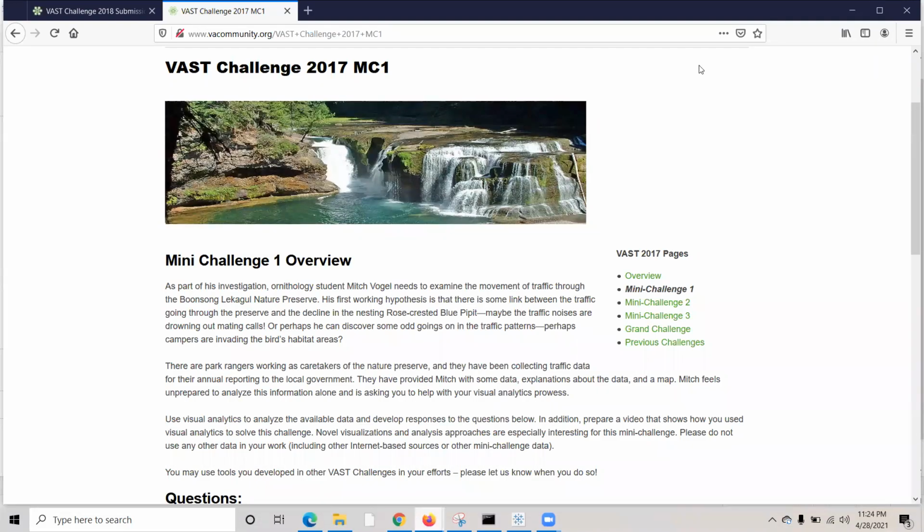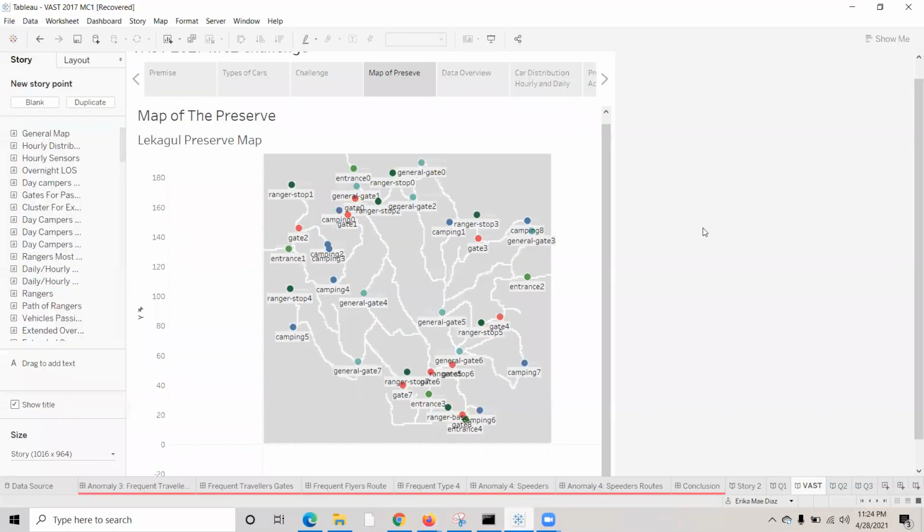For VAST Challenge 2017 MC1, we used quite a few software tools to analyze our data and provide answers to the questions of the challenge. Our visual analytics process was to look at what was given to us by the dataset, dig deeper into the dataset to find what was not obvious, and then make hypotheses of the dataset based on those. So the first software that we used is Tableau.